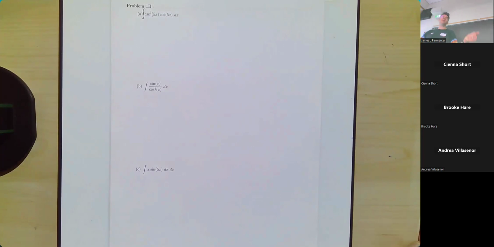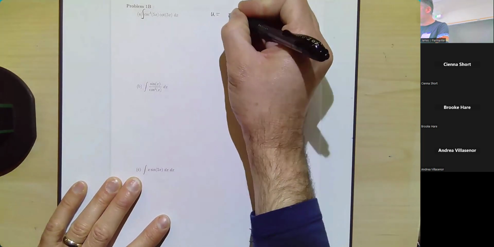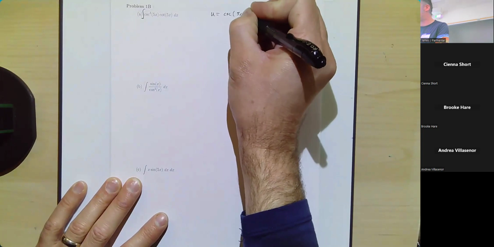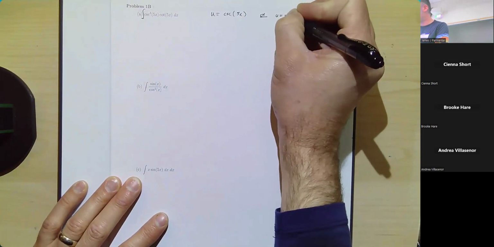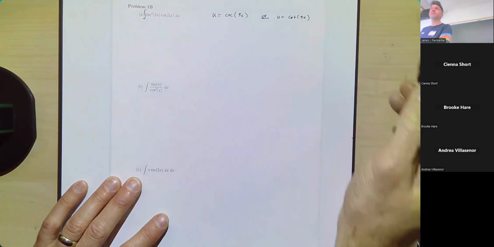When you have things with sines and cosines, or tangents and secants, or cotangents and cosecants, it's usually picking u equal to one of the trig functions, just bare bones. You're not going to let u equal sine squared. You're going to let u equal sine of x, or cosine of x, or cosecant, cotangent, secant, or tangent. So here, I'm either going to pick u equal to cosecant of 5x, or u equal to cotangent of 5x.